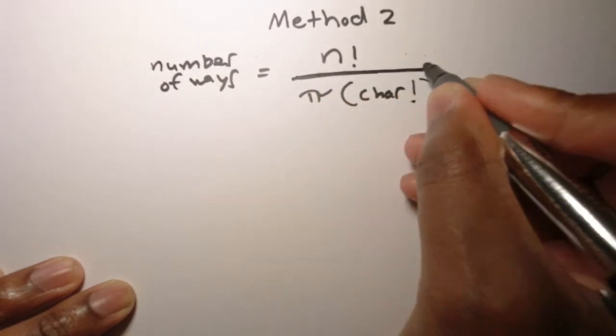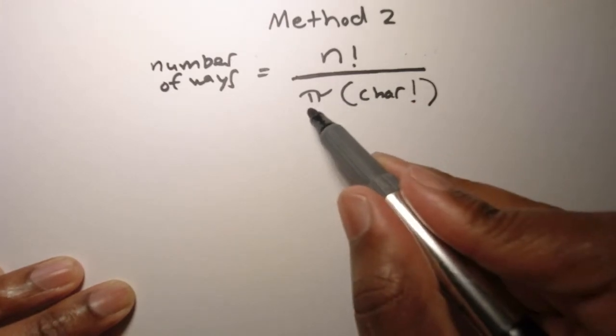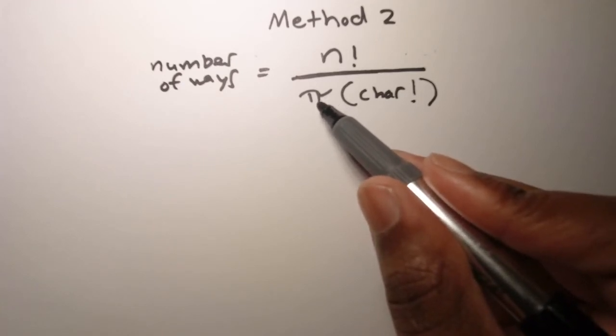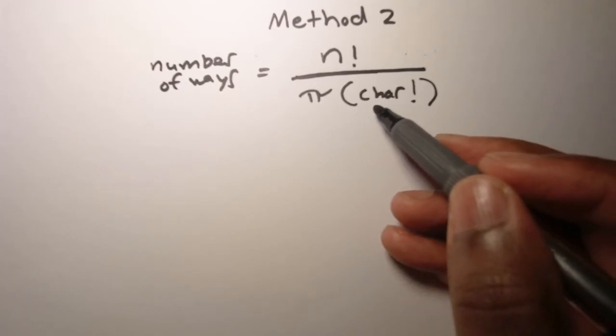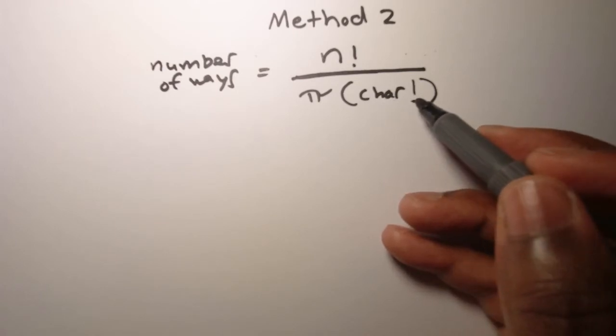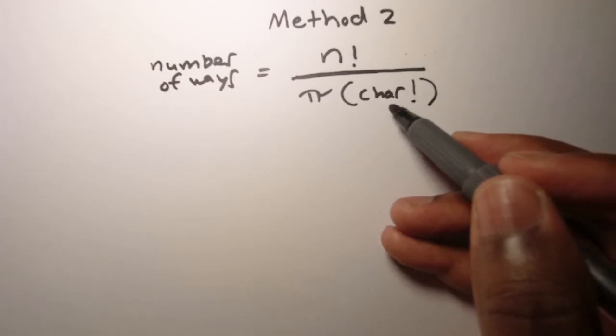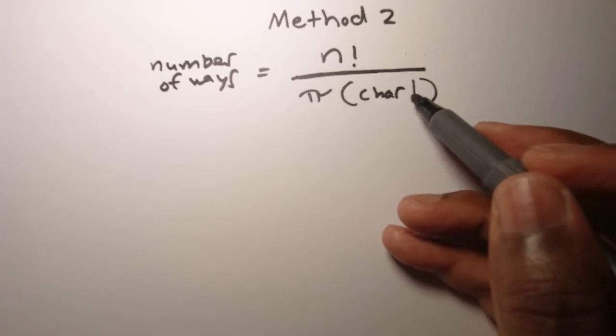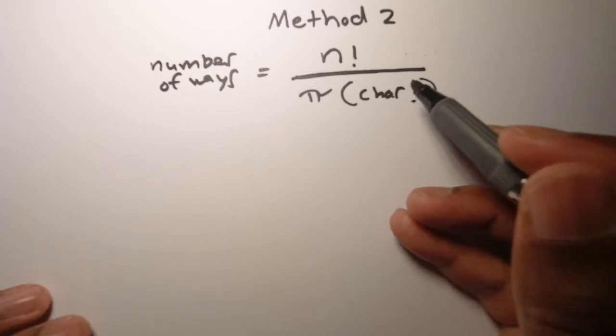Now you guys may recall that we have sigma notation, and sigma notation represents summation. In this situation, we have pi notation, and this represents a product. That means we are multiplying the factorial of each character. So for instance, let's say that we have 2 A's. We're going to multiply by 2 factorial. And this is really the crux of this approach. So let's get into it.